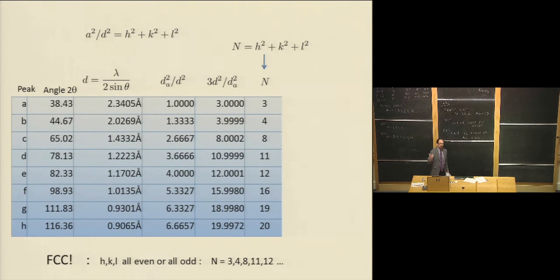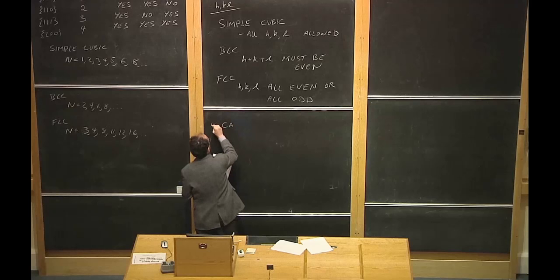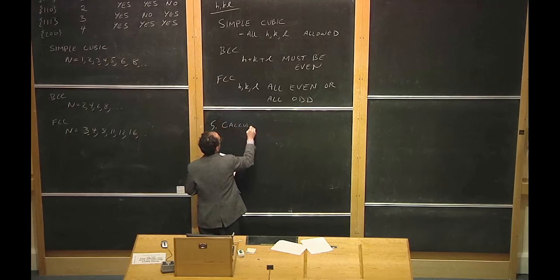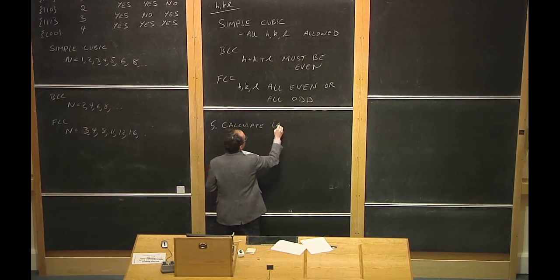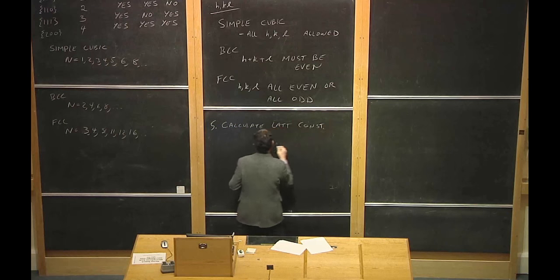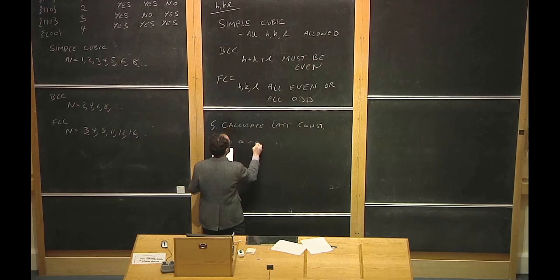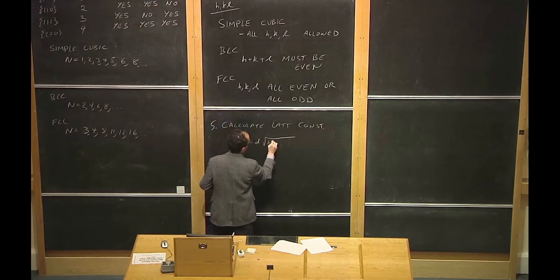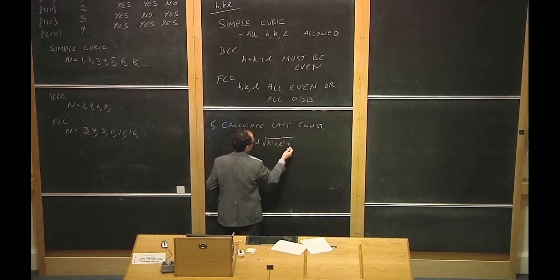So we've concluded from this that the aluminum scattering pattern we found corresponds to an FCC lattice. We can actually go on a little bit further to calculate the lattice constant. So this might be step 5. Calculate the lattice constant, or the size of the unit cell, constant a, which would be d times the square root of k squared plus l squared plus h squared.